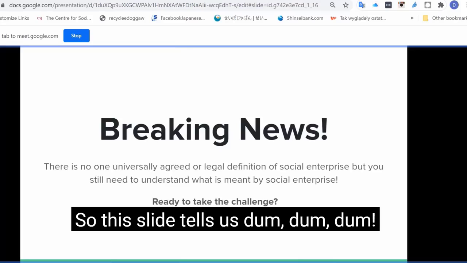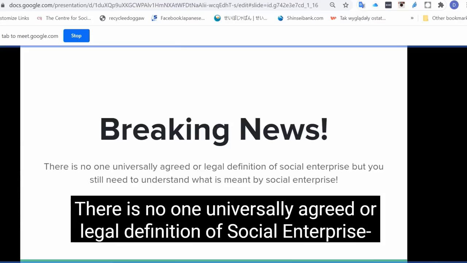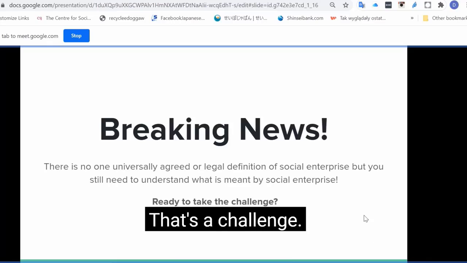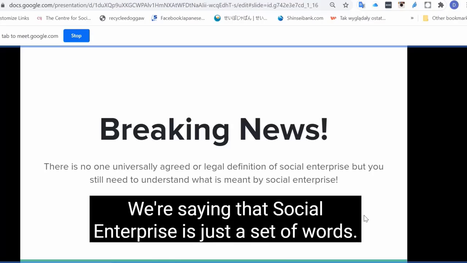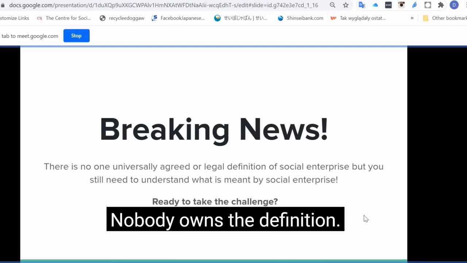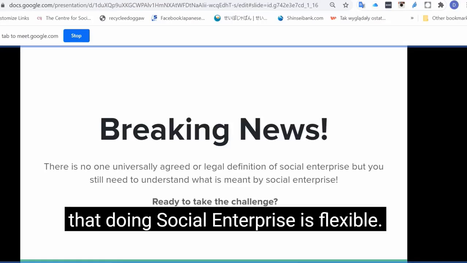So this slide tells us, dun dun dun, breaking news. There is no one universally agreed or legal definition of social enterprise, but you still need to understand what is meant by social enterprise. Yikes, that's a challenge. So what are we saying here? We're saying that social enterprise is just a set of words. It doesn't have any legal meaning. Nobody owns the definition. Nobody can tell you this is social enterprise and this is not. But it means that doing social enterprise is flexible.